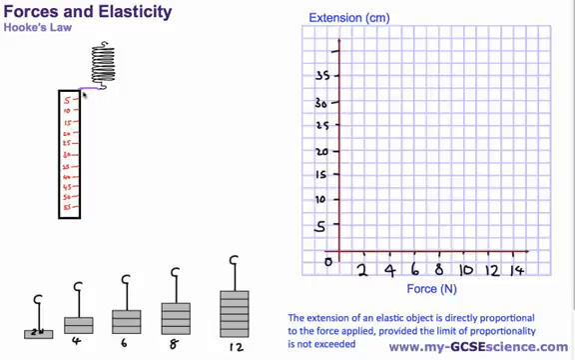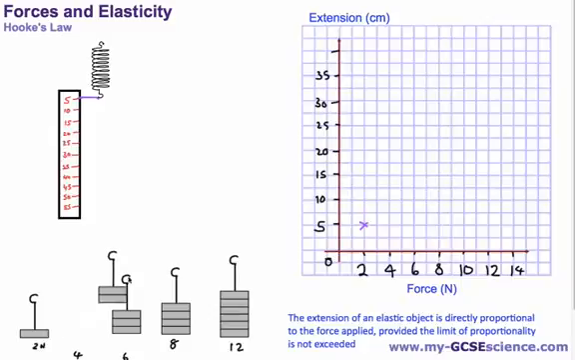I've lined it up like so, and then when I put my first mass on there, you'll see that the spring extends by 5 centimeters. So I've gone from 0 to 5, so for our force of 2 newtons we have an extension of 5 centimeters. Similarly, I can then go on to my next mass and add that on.